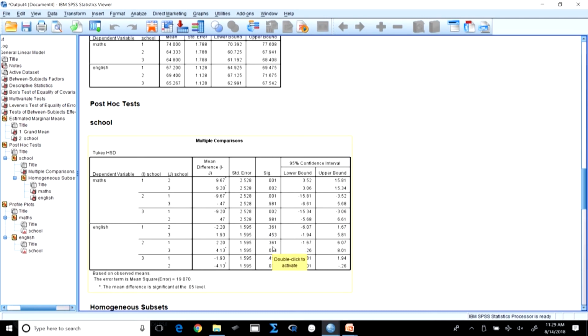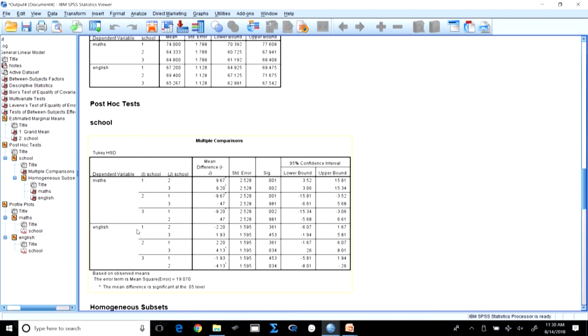So, if you look at the mean also, I minus J, that means what, I is this one, J is this one. So, 1 minus 2 is 9.67, that means school 1 is higher than school 2, and school 1 is higher than school 3 also. So, school 1 has got the highest score and it is significantly different from the rest. But if you see the difference between 2 and 3, it is only 0.47, where 3 is higher than 2, and that is not significant, obviously.